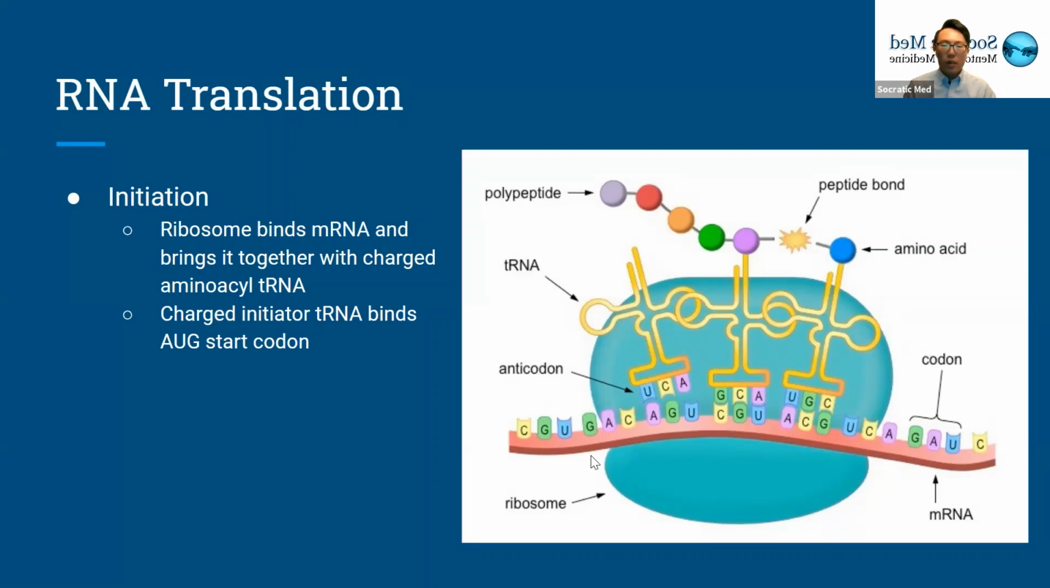So the first codon always has to be AUG. AUG is a start codon. So the place in the mRNA sequence where there's an AUG sequence is the start codon. That's where the ribosome will start translating the mRNA into a polypeptide sequence.